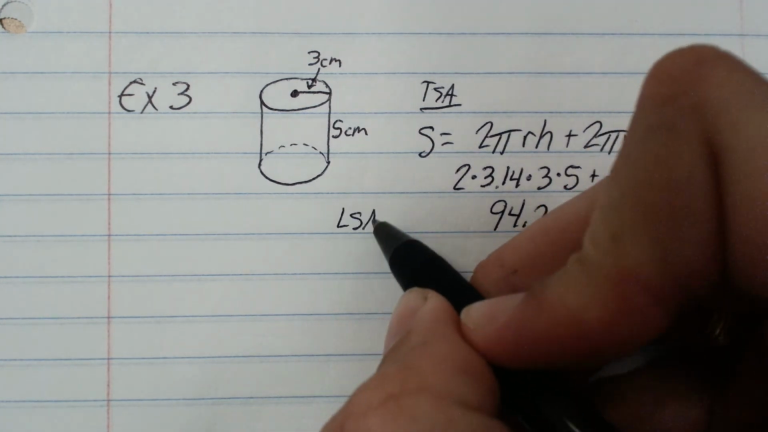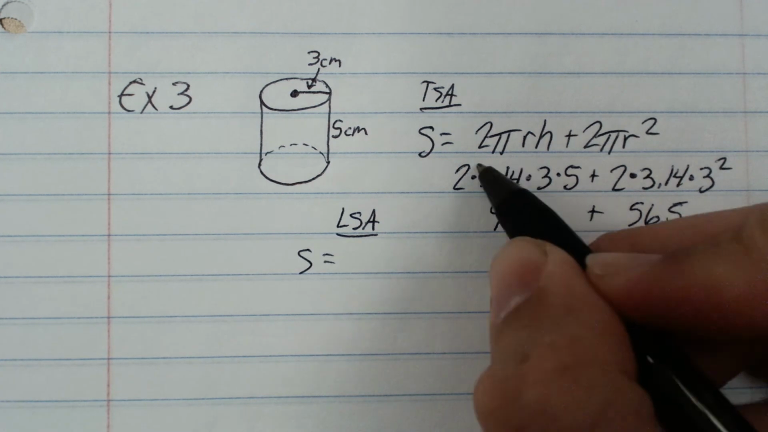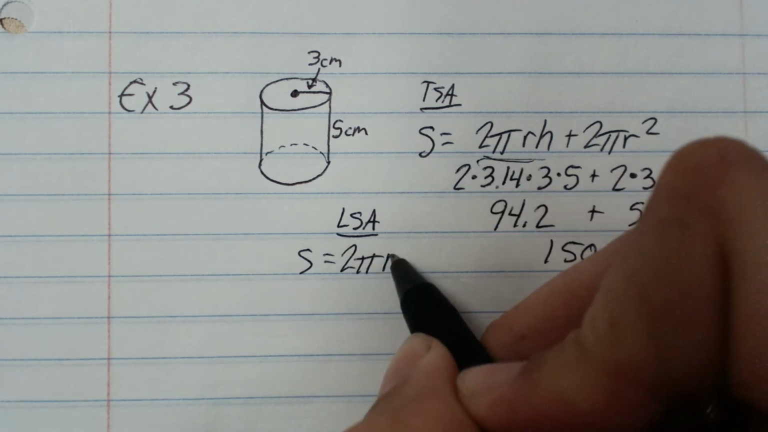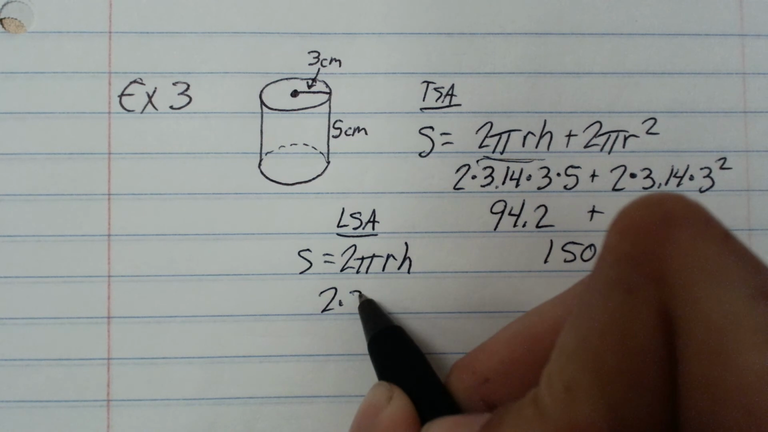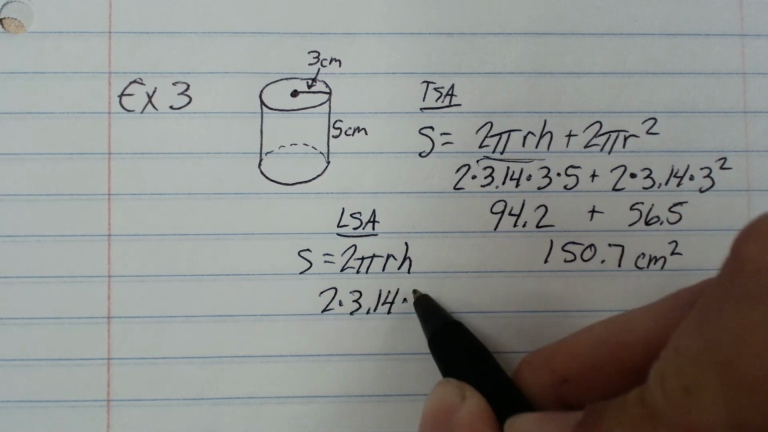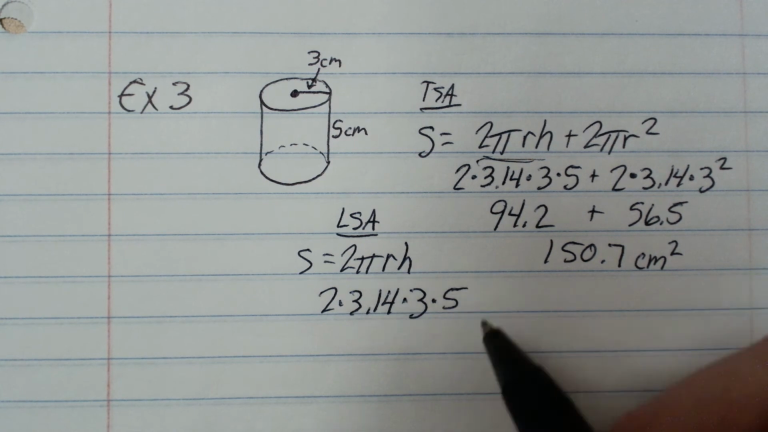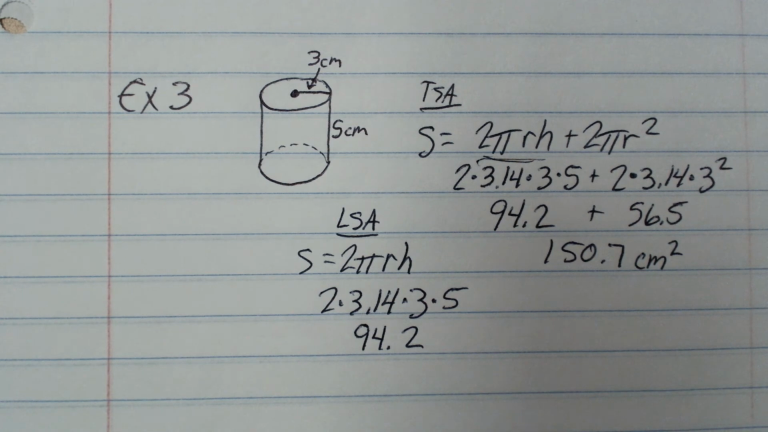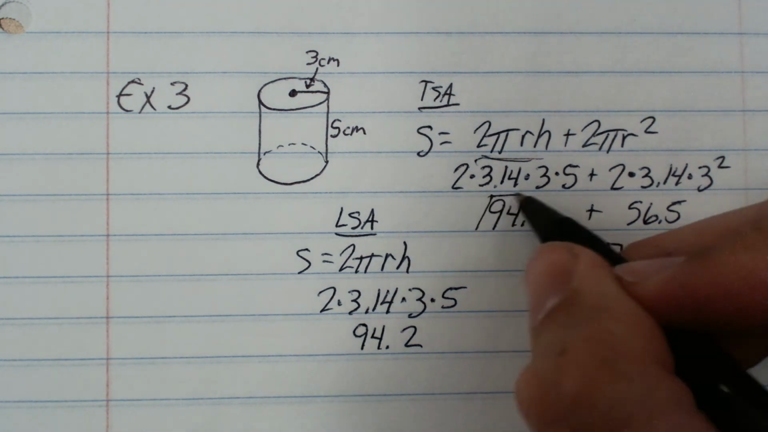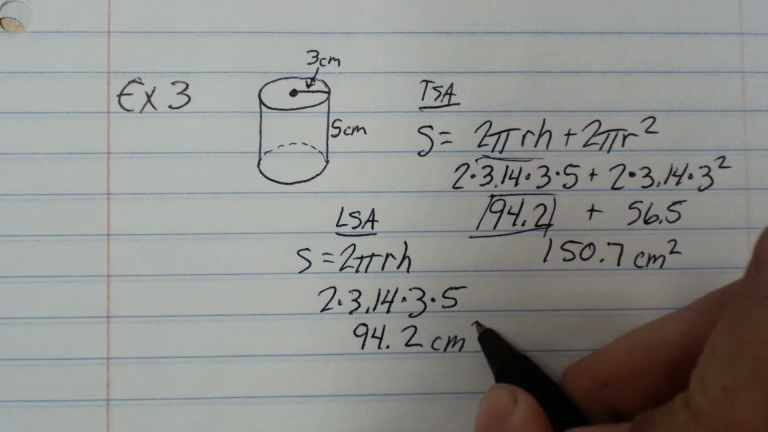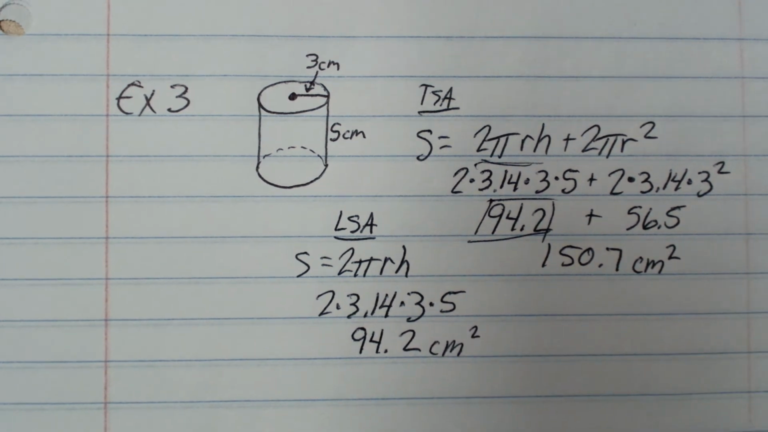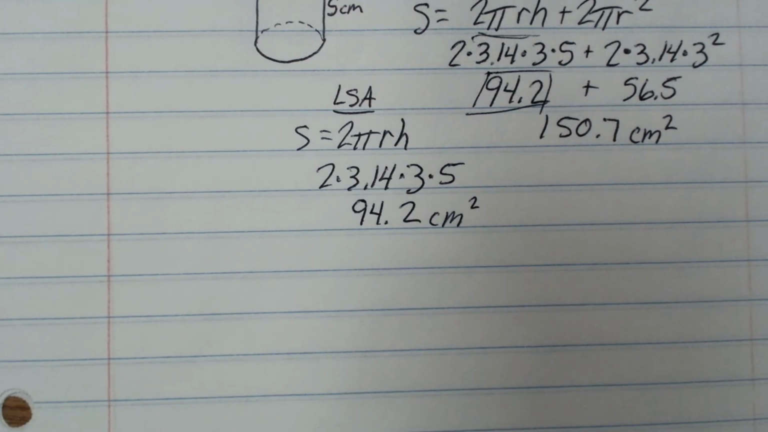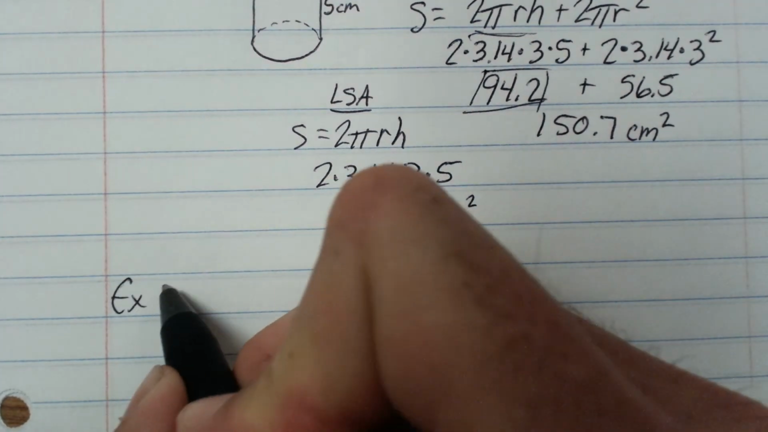Now, if you want to define the lateral surface area, it's just this first part right here, 2 pi rh. So 2 times 3.14 times the radius times the height. We already did this one, and that's part of the reason I like doing them in pieces, so that you can just look and find the lateral surface area right there. So that is example 3 for cylinders, total surface area, lateral surface area. Now, let's do one more example. This will be example 4.